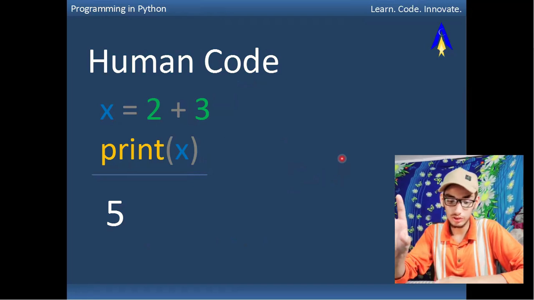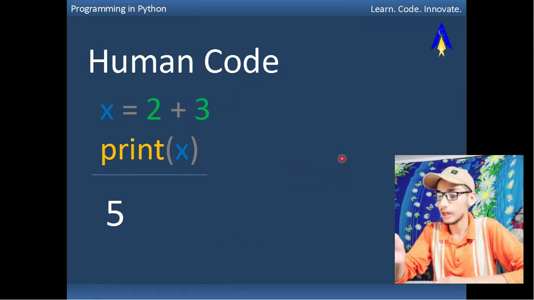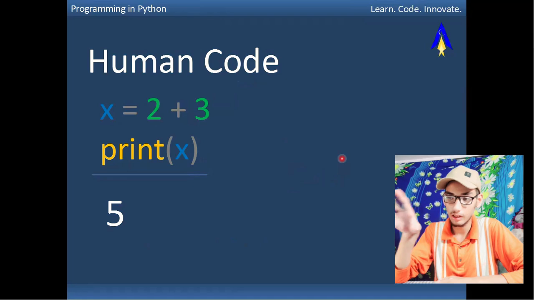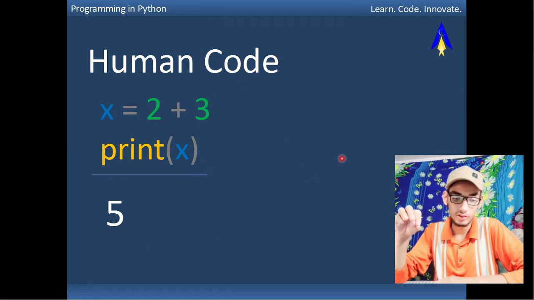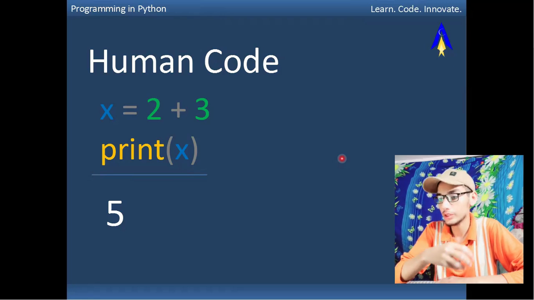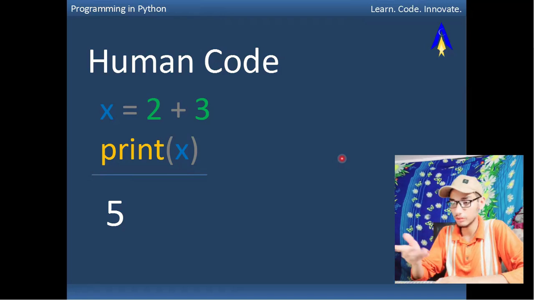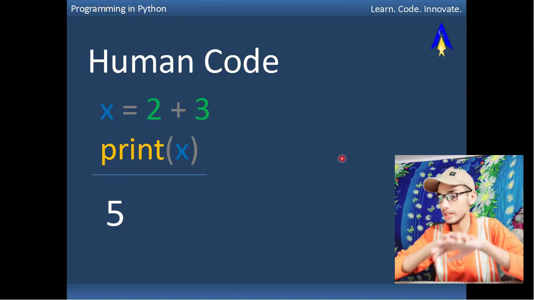And I hope it is not difficult for you to understand that we are just adding 2 and 3 and storing it in a variable. We will learn about variables in the next lectures. But for now, just understand that 2 plus 3 evaluates to 5, which we are printing out. It doesn't mean literal printing on a document or a page. It just means displaying it as output.